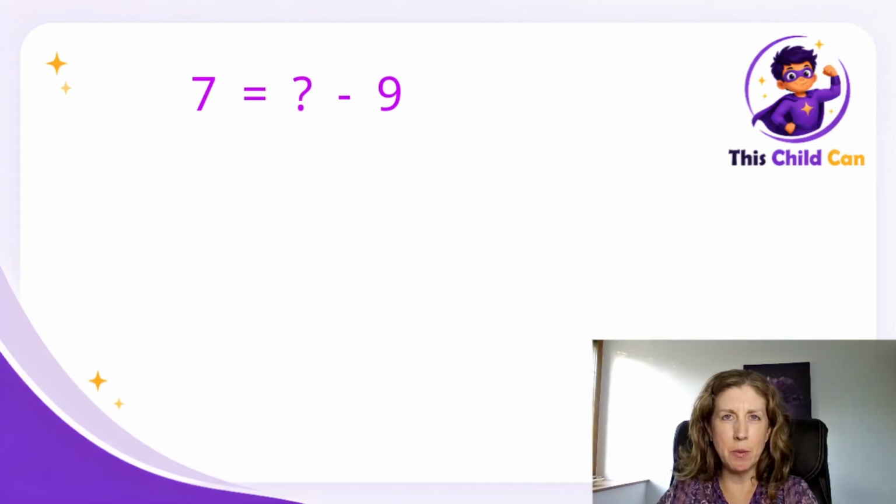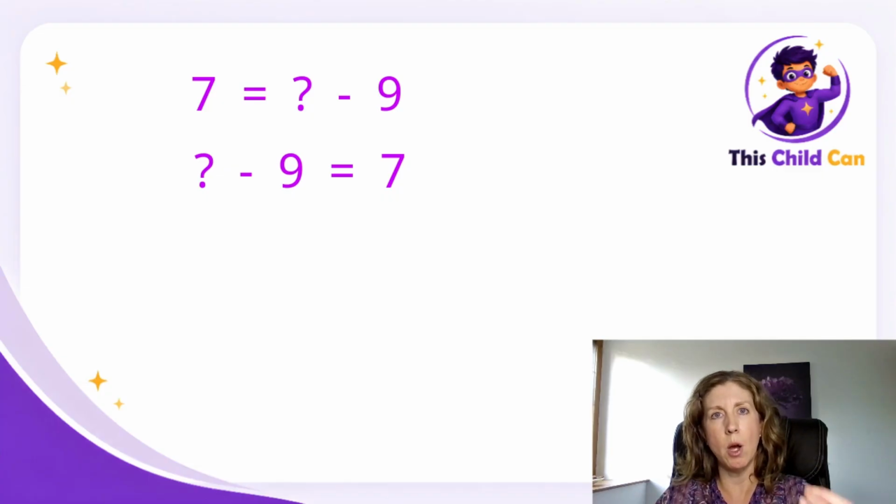Here we have another example that looks tricky, but the thinking is actually the same. We have 7 equals something, take away 9. So let's think about what happened here. We had a number, we took away 9, and the result was 7. So we can rewrite this calculation as something, take away 9 equals 7. Once again, now what we have to do is find the number fact that keeps the missing number on its own on one side of the equal sign.